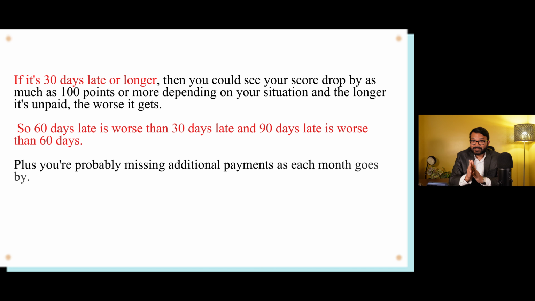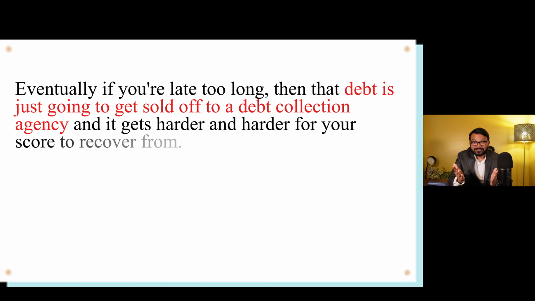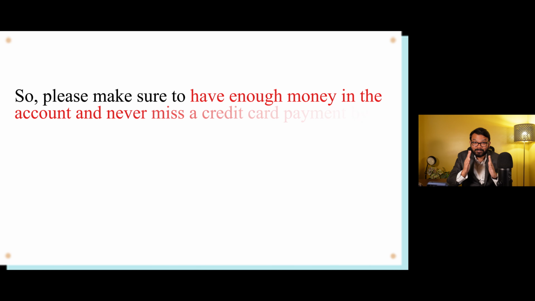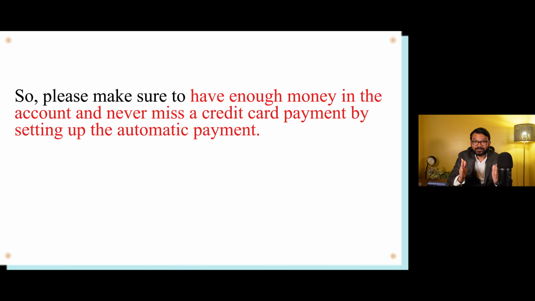If it's 30 days late or longer, then you could see your score drop by as much as 100 points or more depending on your situation, and the longer it's unpaid, the worse it gets. So 60 days late is worse than 30 days late, and 90 days late is worse than 60 days, plus you're probably missing additional payments as each month goes by. Eventually, if you're late too long, then that debt is just going to be sold off to a debt collection agency, and it gets harder and harder for your score to recover from. So please make sure to have enough money in that account and never miss a credit card payment by setting up the automatic payment. It's just that easy.